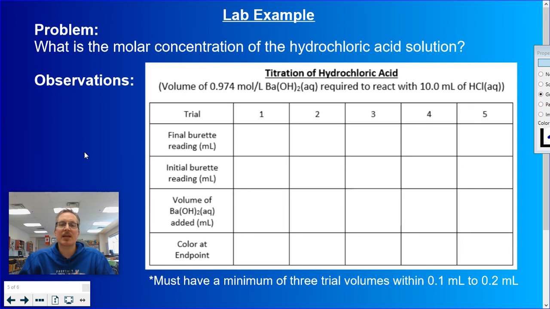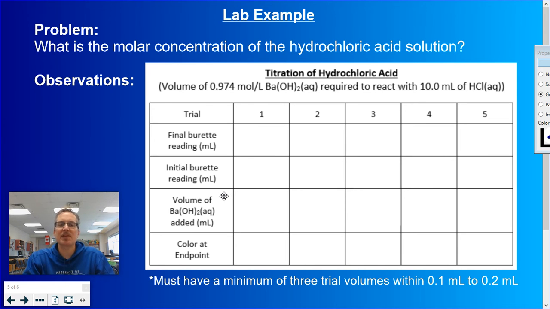Normally, we don't do any calculations in an observation table. However, in titration, we have to subtract the initial from the final reading, because we need to know what volume of barium hydroxide we added. Until we get 3 volumes within 0.2 mils of one another, we have to do another trial. So let's do a practice scenario.